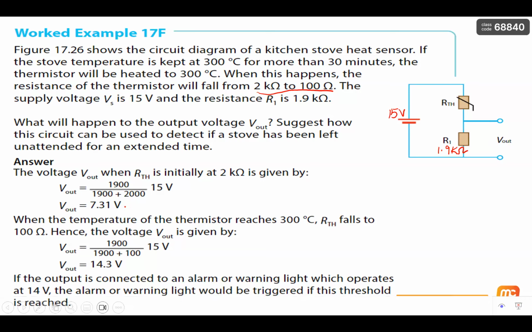So my Vout actually increases from 7.31 to 14.3. I can easily attach this Vout to a light bulb or to a bell. So when the stove has been left on for some time, say 30 minutes, this Vout will increase to 14.3 and it will then activate either the light bulb or the bell. It can be connected to a warning light or a bell, which will then be triggered, which will light up or ring. That tells you that the stove has been left unattended and has been heated up for some time.